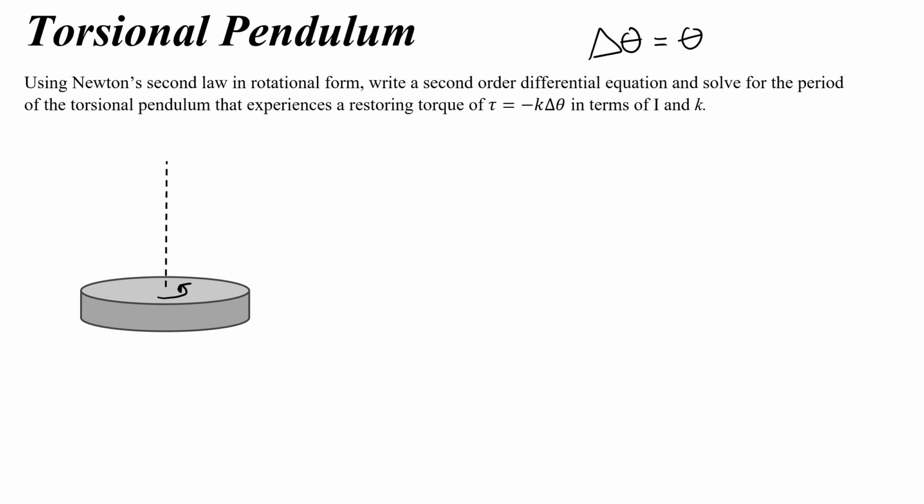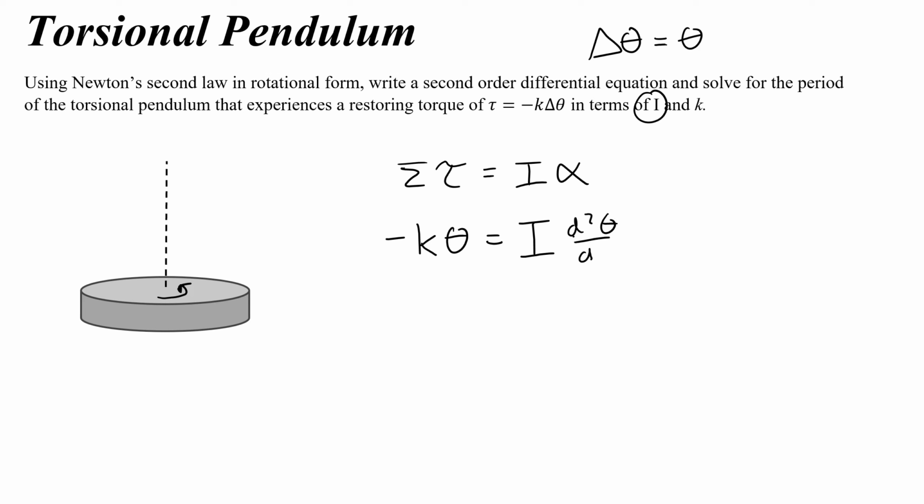So let's start. Newton's second law in rotational form. Net torque equals I alpha. Now, in this case, I actually don't need to think about the geometry of the problem for the torque because I'm told what the restoring torque is. So I put that in for my net torque, negative k theta. And the moment of inertia, we're going to leave alone because it wants us to have that as a term. And the angular acceleration is the second derivative of the angular position with respect to time squared.